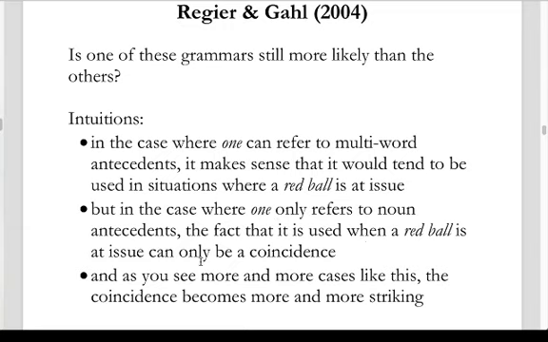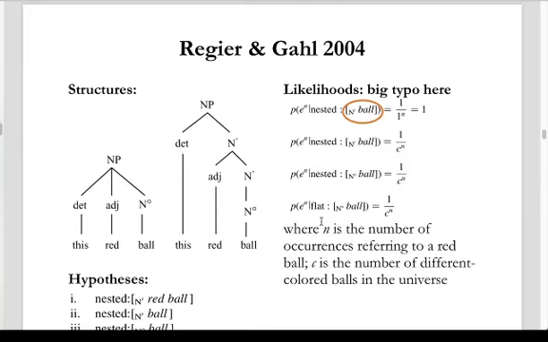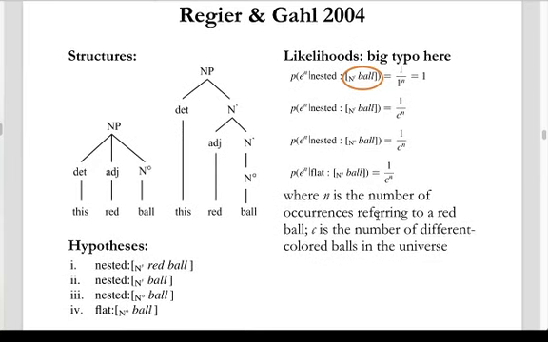Right, so let me try to explain this a little bit more concretely here. Here's the formalism that Regier and Gahl use, and it looks a little bit intimidating when you look at these equations, but it's really very simple. So let me walk you through this. And the first step here is to note that they made a giant typo here, which is unbelievably bad, and I can't believe this wasn't caught before publication.